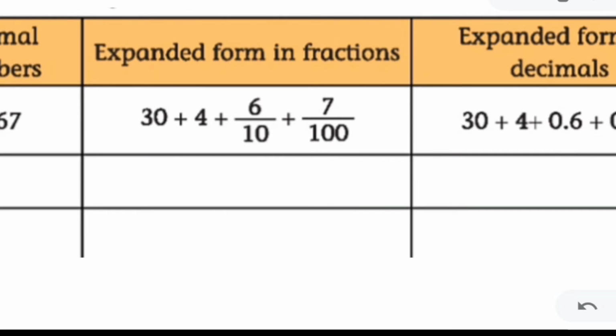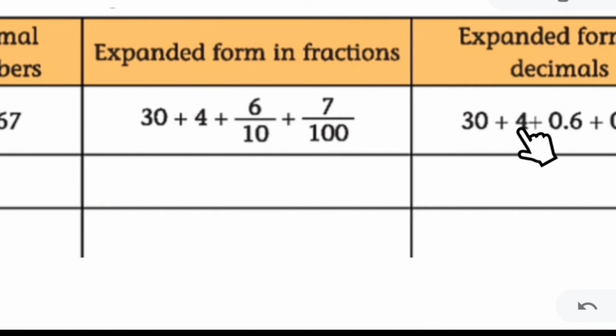So next, in the first example of decimal numbers, how do we write in expanded form? So 34, we know that as usual method, 30 plus 4. And 0.67, 6 is which place? 10th place. That means 6 by 10 plus 7 is 100th, so 7 by 100. In expanded form in decimals, the whole number is the same, 30 plus 4.